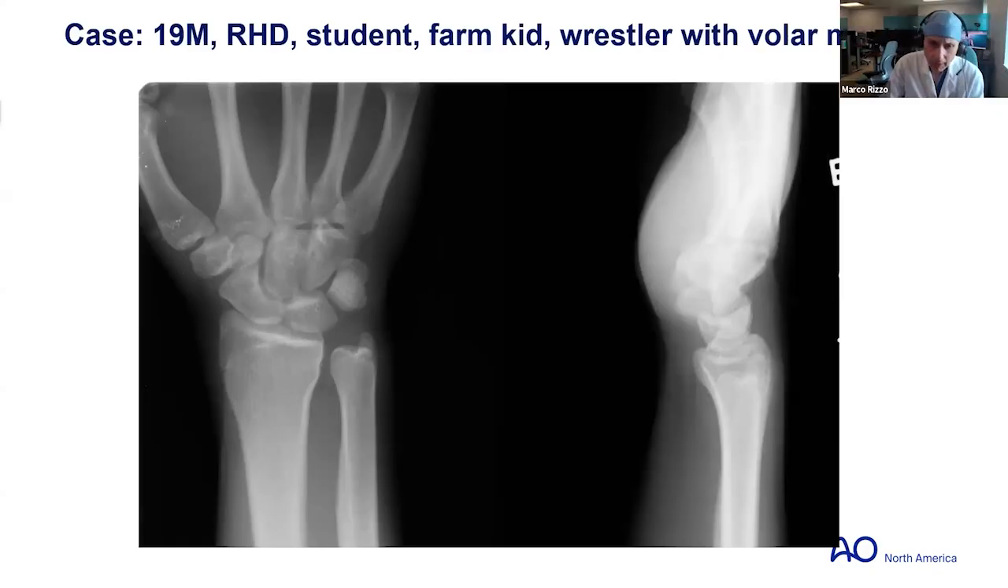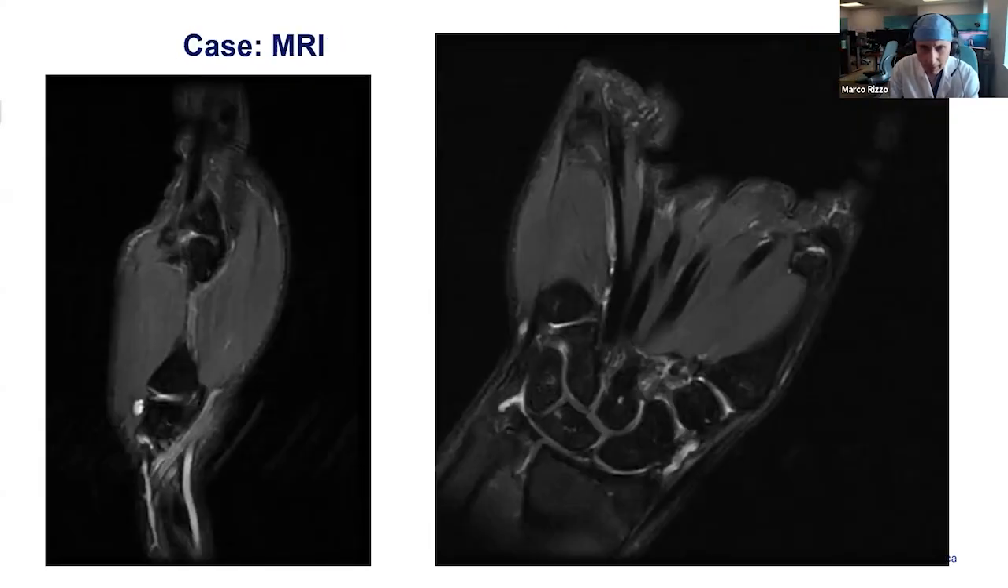Okay, so the other article I'm going to wrap. I'm going to use this case to sort of discuss my other article. This is a 19-year-old male farm kid who's a wrestler and presented with a volar mass at the level of the CMC or STT joints. You can see on his MRI that there's a small ganglion. He had pain.